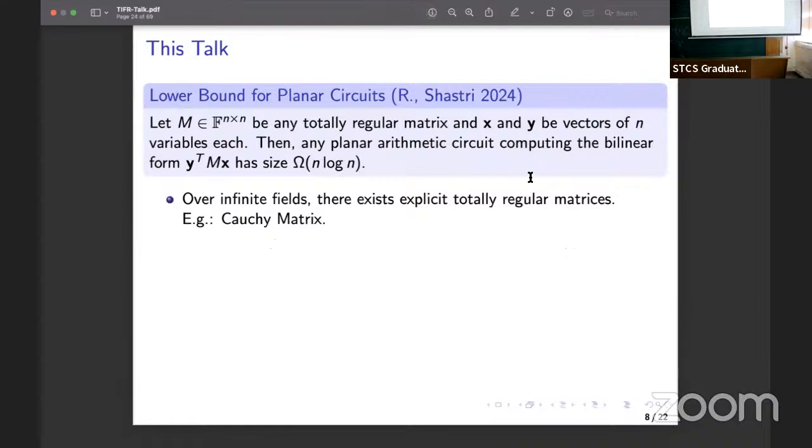Okay, so now it's like an anthology. We have made the pieces, now I should piece them together. So what we are able to show is that there is an explicit bilinear form such that any planar arithmetic circuit computing it has size omega n log n.